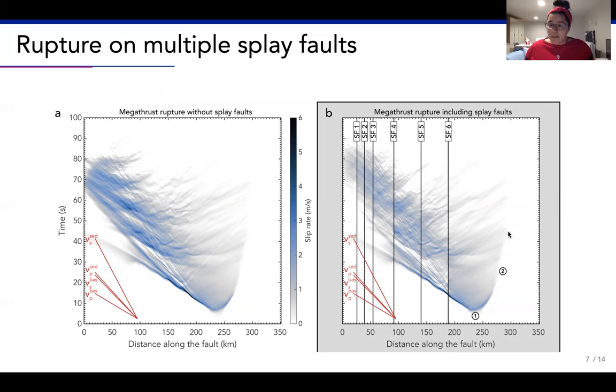In the model that includes splay faults, indicated here by the vertical lines, it looks kind of similar, except that you can see that the slip rate is lower overall, and we will see in a bit that that is actually due to the splay fault. So this is what happens on the megathrust.